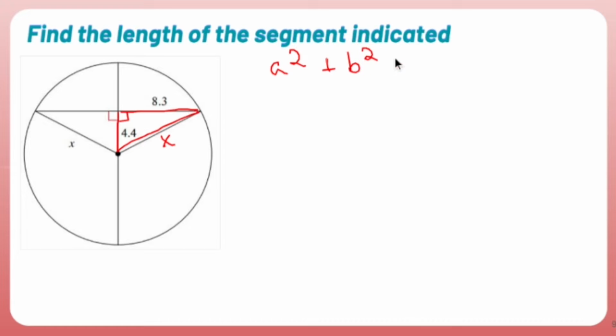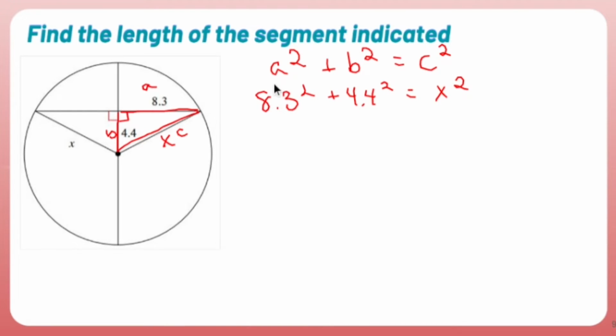Which is what I'm going to do. So here's the Pythagorean theorem. I can call you c, and it doesn't matter which one's a or b as long as the longest side is c. So I have 8.3 squared plus 4.4 squared is going to equal x squared.